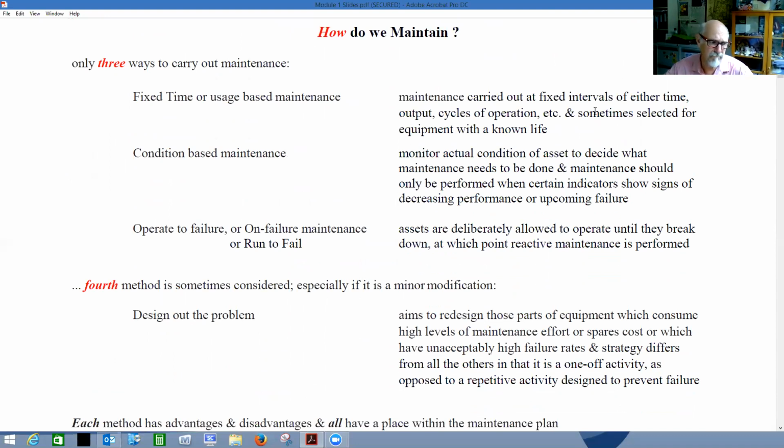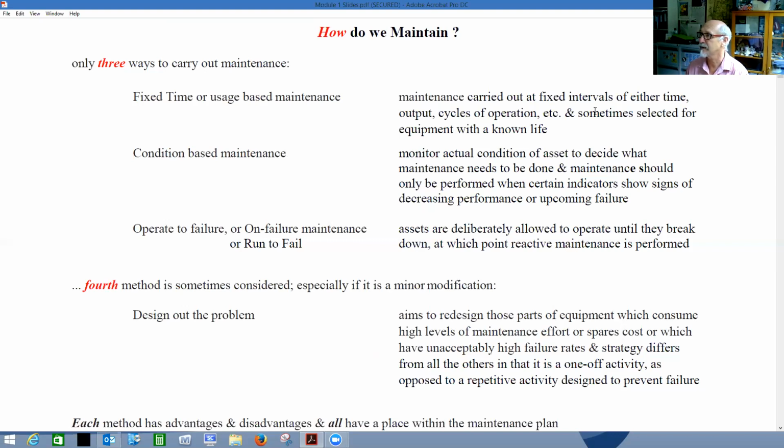Well, there are three major ways that are seen as categories for maintenance. That's the fixed time or usage-based maintenance, and you'll see different terms for these kinds of things, but that's okay. They mean the same thing. So again, as we said, terminology, phraseology, meanings do get tempered and evolve over time. But in this case, just to give you some background, the fixed time or usage-based maintenance is that maintenance that's carried out at fixed times or outputs.